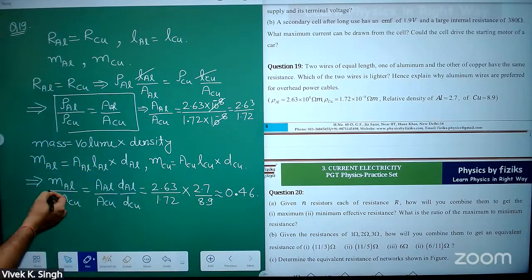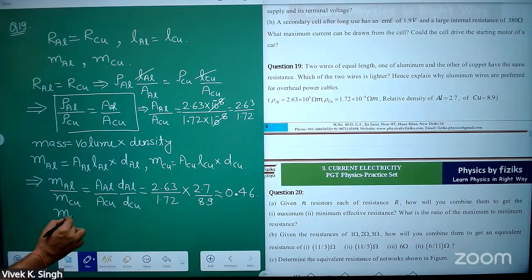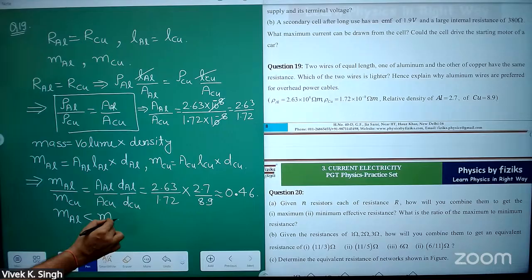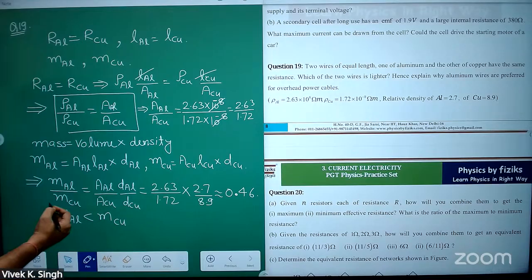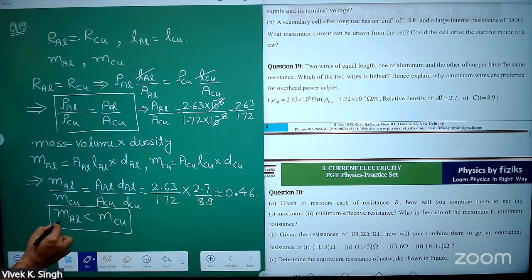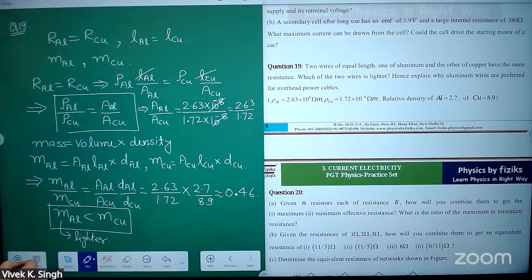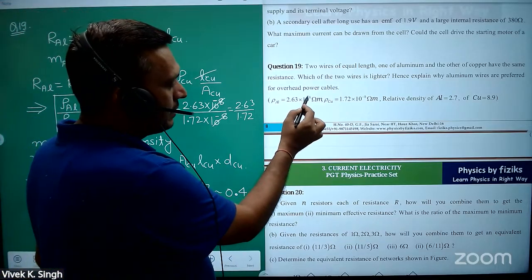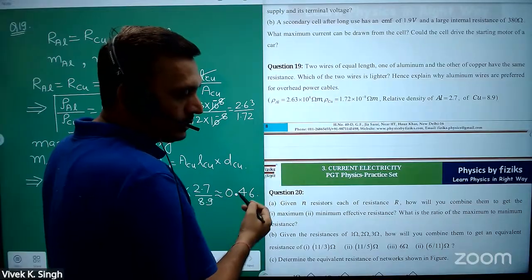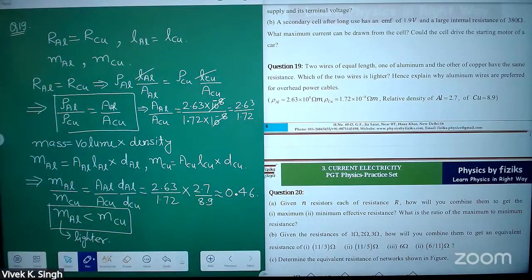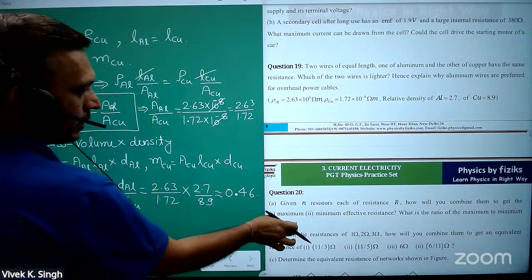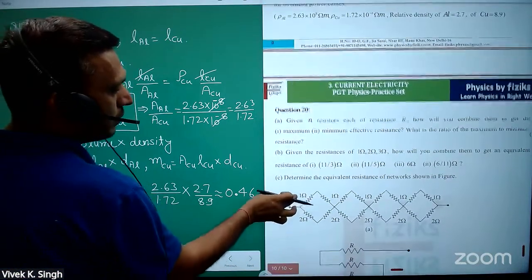So mass of aluminum is less than the mass of copper. So aluminum is lighter. So that's why aluminum is preferred, because its mass is lighter in this case. Clear? So the only correction is here. You can take this value as 10 to power minus 8 ohm meter. Please check and then solve question number 20.